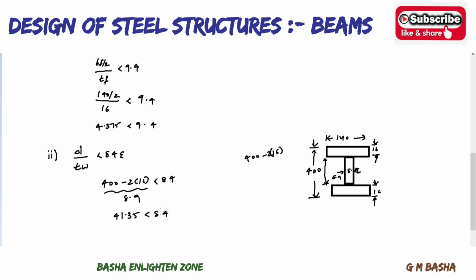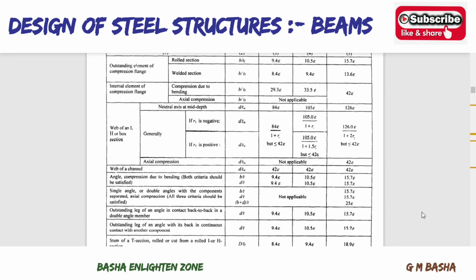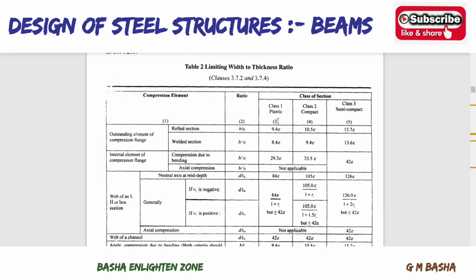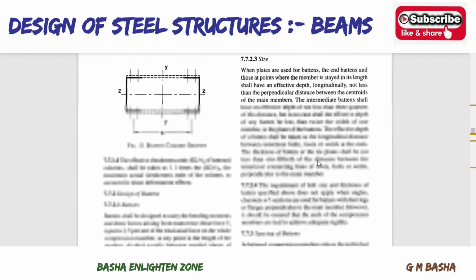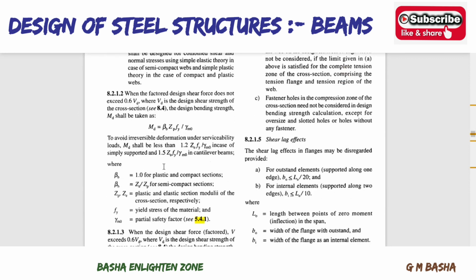So based on these two conditions, what is obtained? If it is less than 84 epsilon and less than 9.4 epsilon, it means it will be class 1 plastic. So what is your beta B? What we have seen in the code book on page number 53. See here, it will be 1.0 for plastic and compact sections. For that only we are doing the classification.